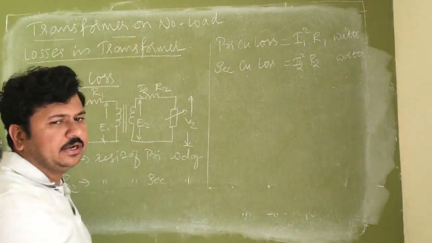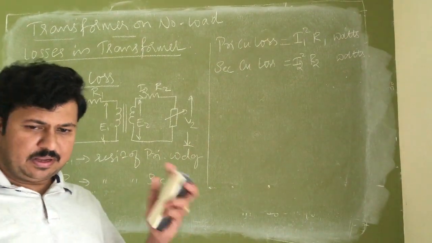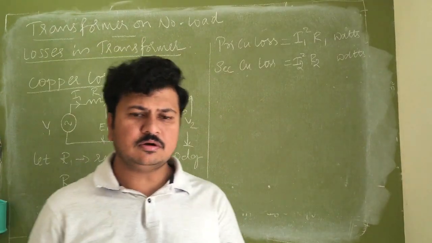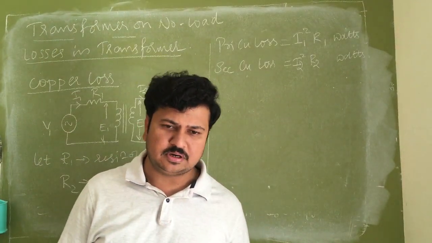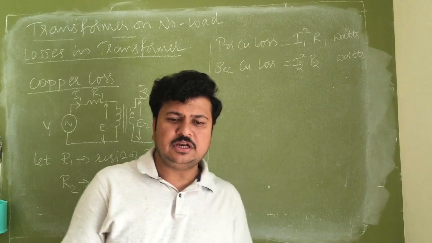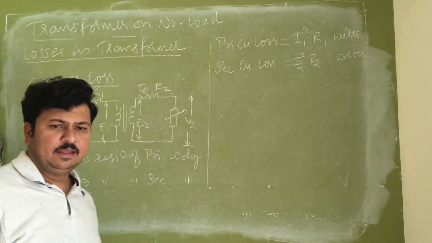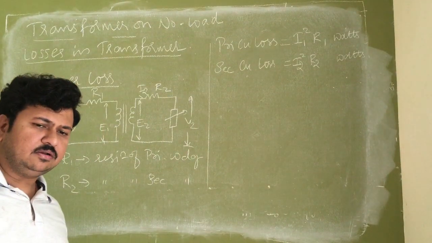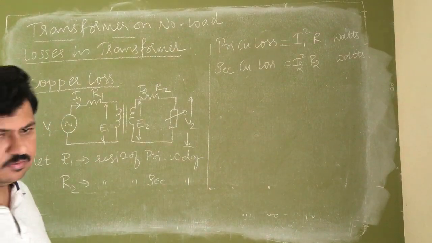Now what is the total copper loss in the transformer? Primary copper loss plus secondary copper loss. Because except primary winding and secondary winding, there is no copper in any part of the transformer. It is only the primary winding and secondary winding which are carrying currents. So where there is carrying of current, that is creating the loss, variable loss.